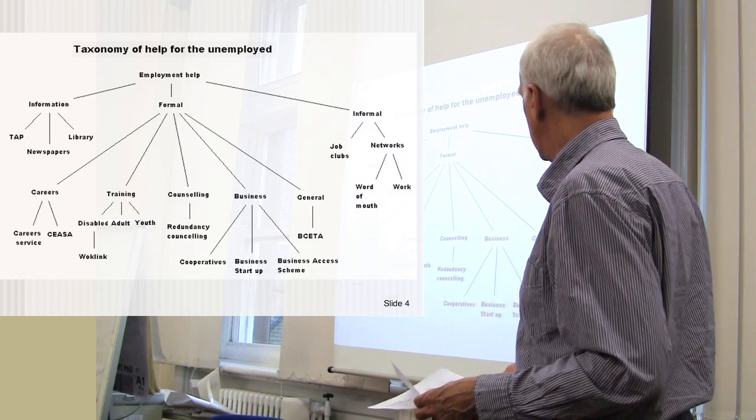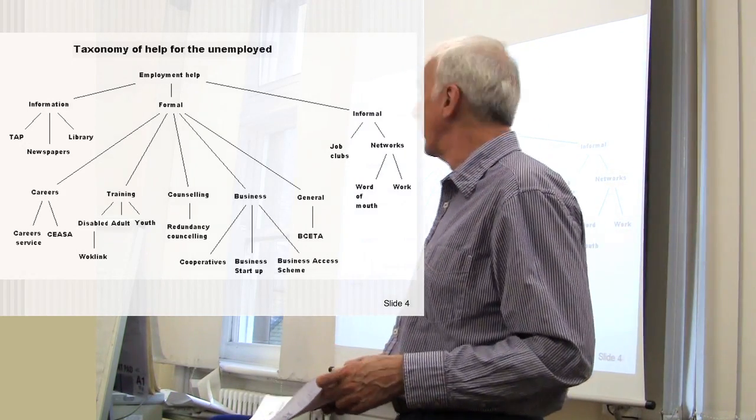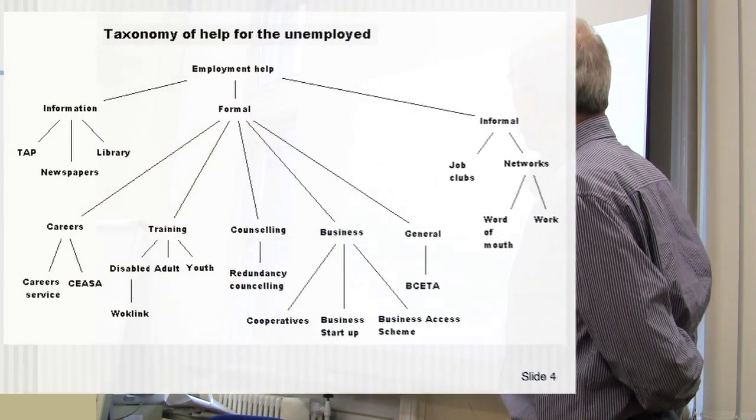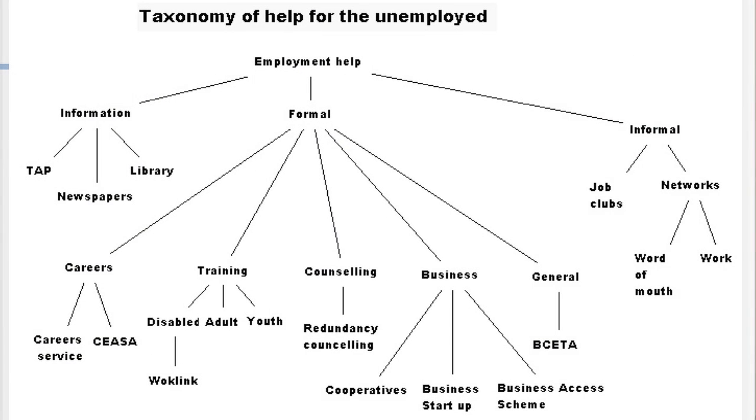This is taken from a project I was involved in some years ago, about the unemployed and looking for work. So here, just going through the whole data set, I tried to produce a taxonomy of how they got help and how they looked for help and so on. And you can see, first of all, I'm dividing up the employment help into getting information, getting formal assistance and getting informal assistance. So I've got three major things. So in this diagram, there's one parent which has three children, and then those themselves have children.